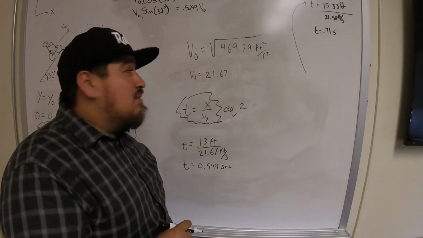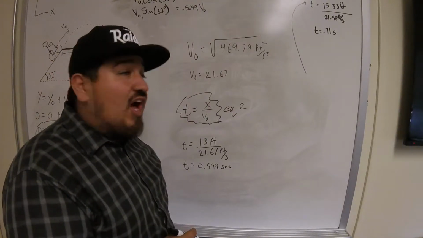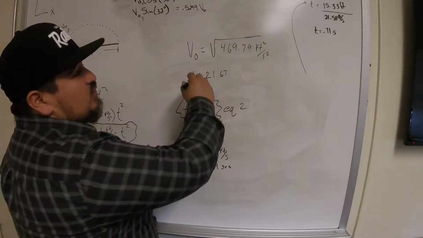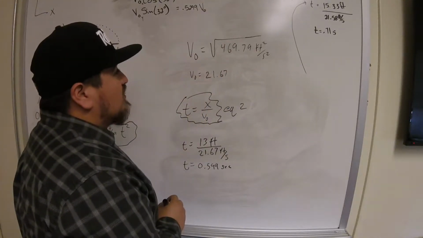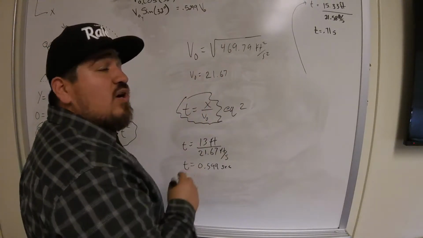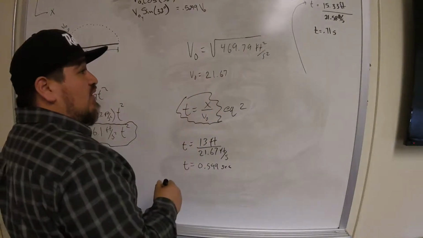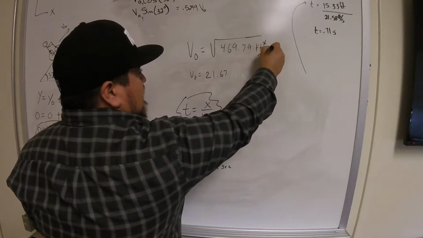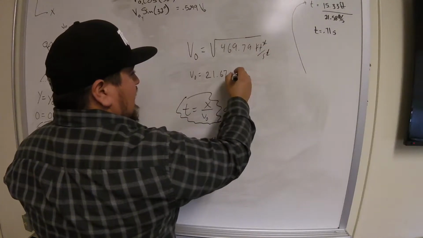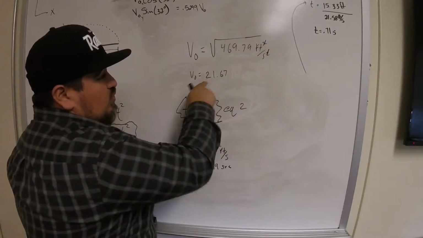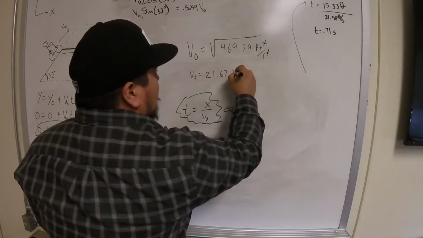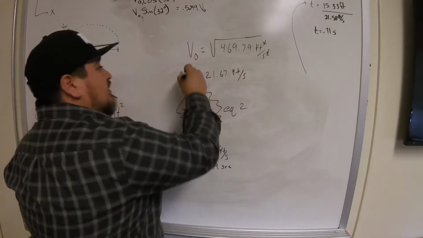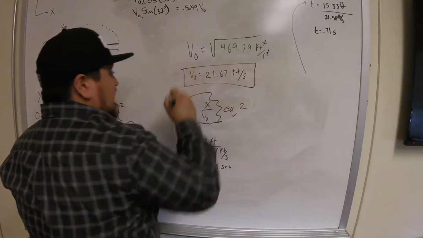Alright, so now I'm going to take over where Jordan left off. He had found that v naught is equal to the square root of 469.79 feet squared per second squared. When we do the square root, these squares cancel out, and we're left with v naught is equal to 21.67 feet per second. And that's our initial velocity.